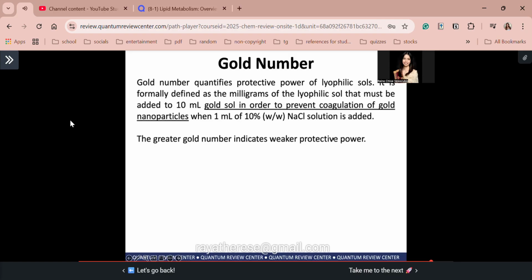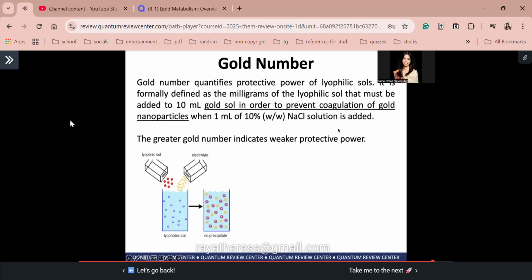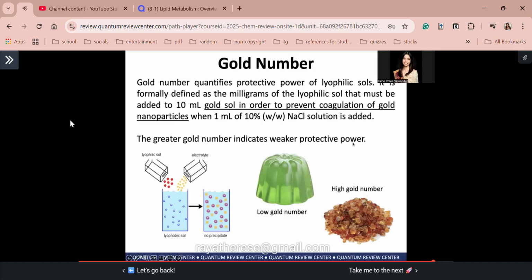Meaning guys, kung greater yung gold number mo, then you would need a larger amount of lyophilic sol, more milligrams of lyophilic sol, in order to protect the lyophobic sol from coagulating. Kaya ka may weaker protective power. So, a lower gold number guys, means stronger protective power. Meaning yun guys, kailangan mo lang ng less milligrams of the lyophilic sol in order to protect the gold sol from coagulating. Kaya low gold number means higher protective power.